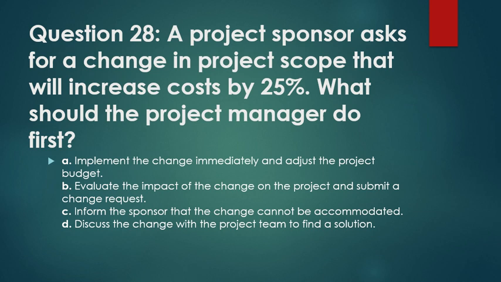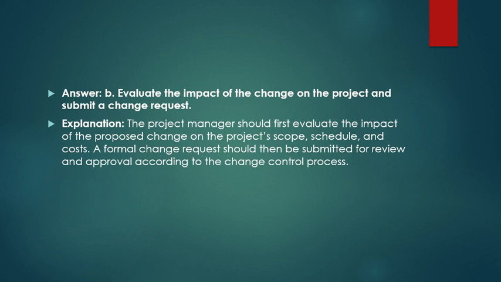A project sponsor asks for a change in project scope that will increase cost by 25%. What should the project manager do first? Answer is evaluate the impact of the change on the project and submit a change request. The project manager should first evaluate the impact of the proposed change on the project scope, schedule, and cost. A formal change request should then be submitted for review and approval according to the change control process.